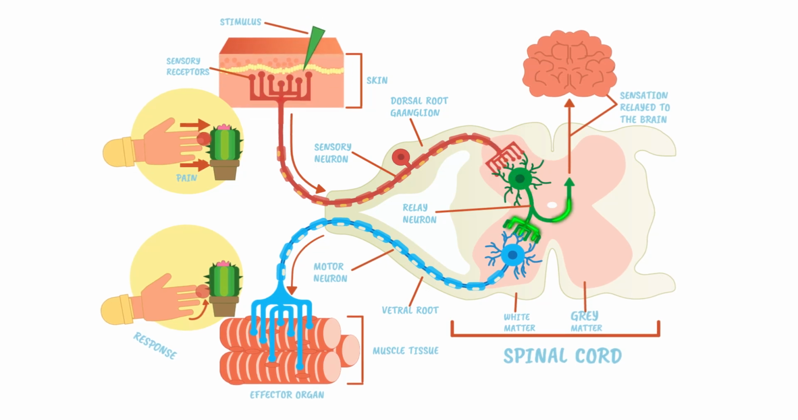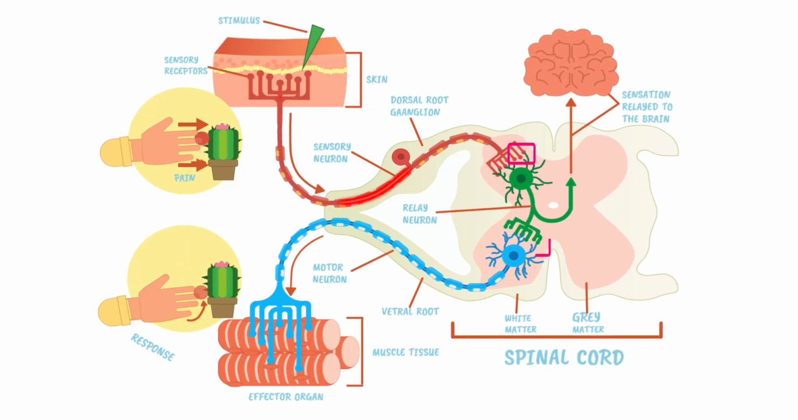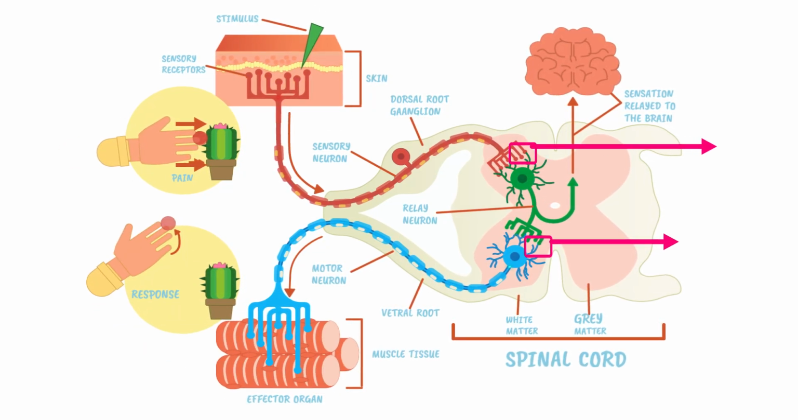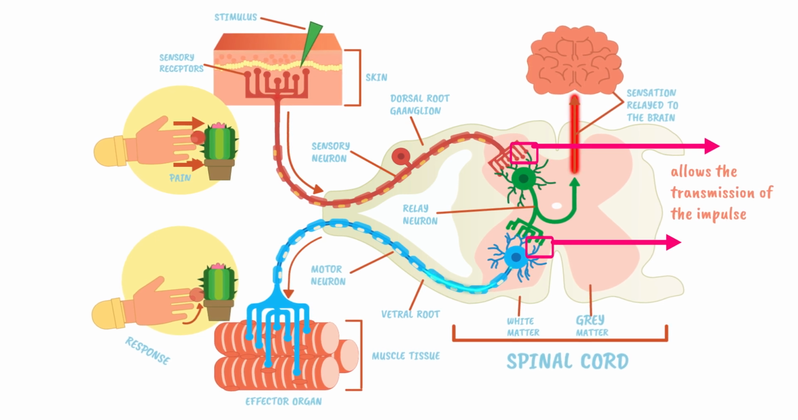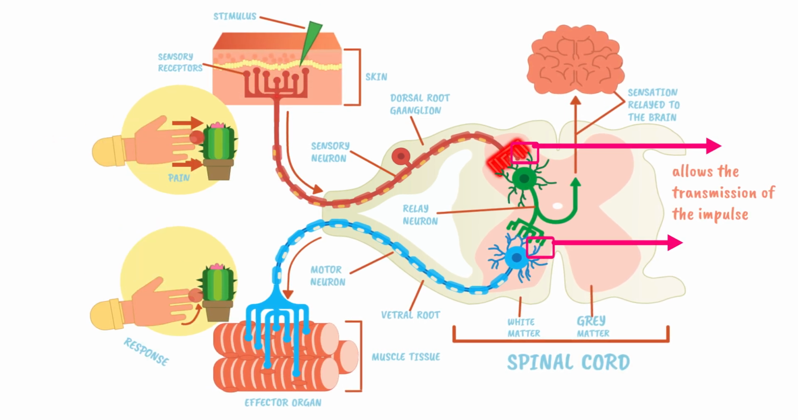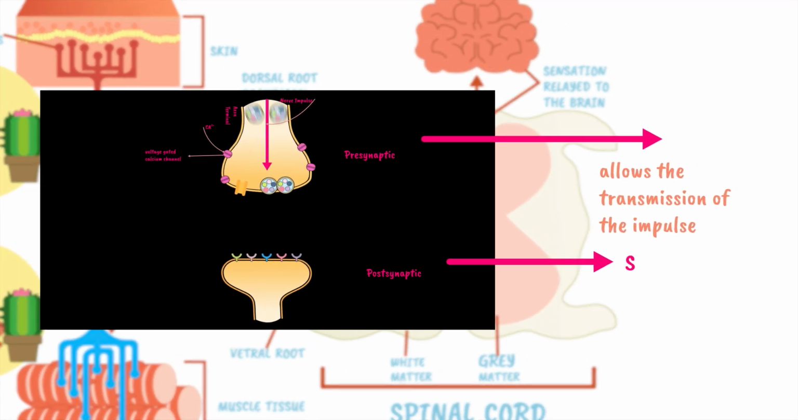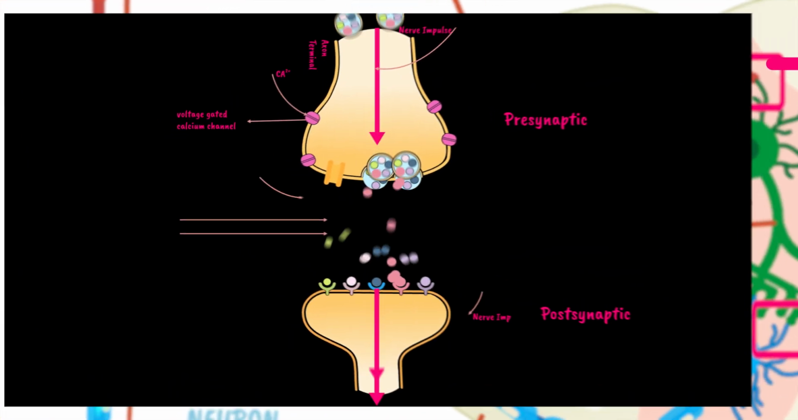Between every two neurons you see here, there's a tiny gap. And it's this gap that allows the transmission of the impulse from one neuron to another. This gap is called a synapse. And that's the focus of today's discussion.